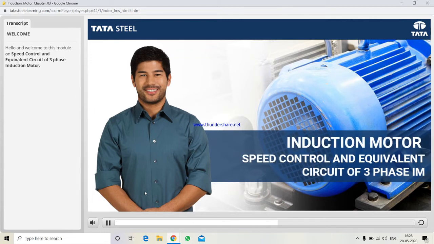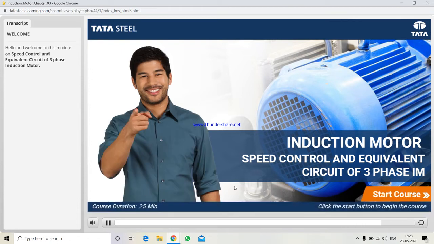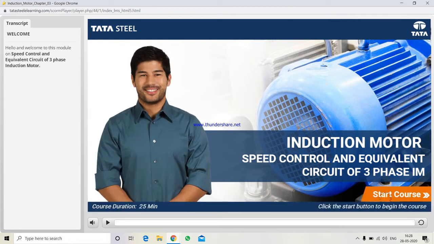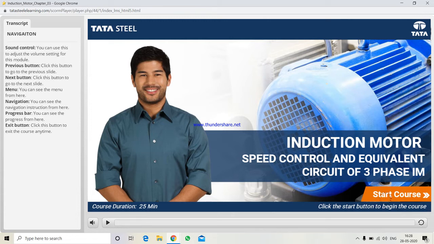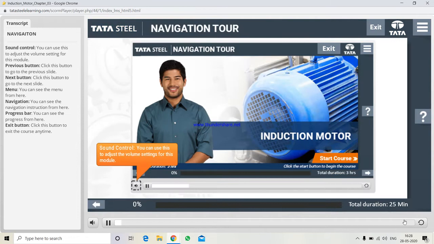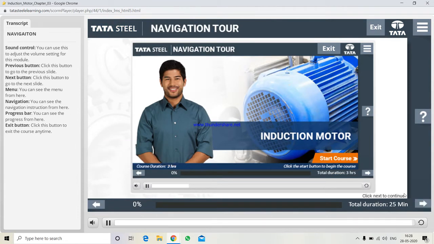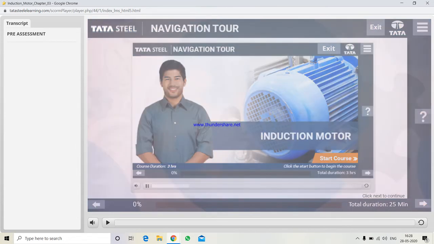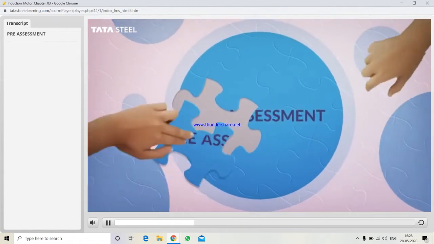Module on speed control and equivalent circuit of three-phase induction motor. Speed control. Next to continue. Pre-assessment.